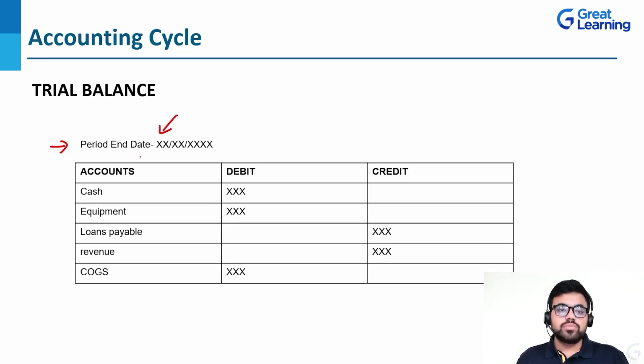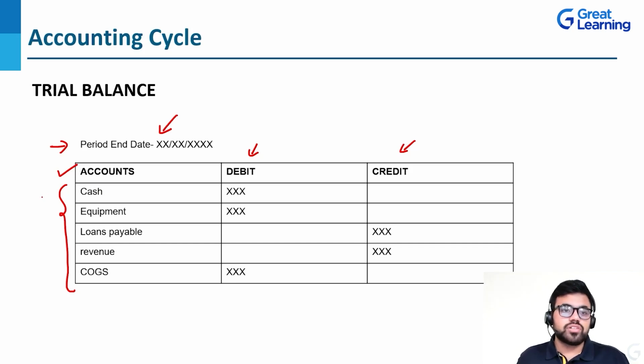Then we have three columns. The first one is the accounts. So which type of accounts are utilized in the transactions? These are mentioned in the first column. The second column is the debit side, and the third column is the credit side. So all the transactions happening would be taken care of in this. Different accounts would have different entries that need to be put.